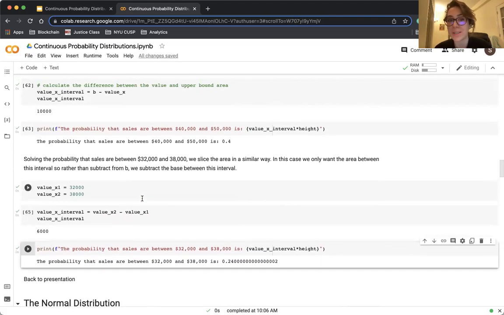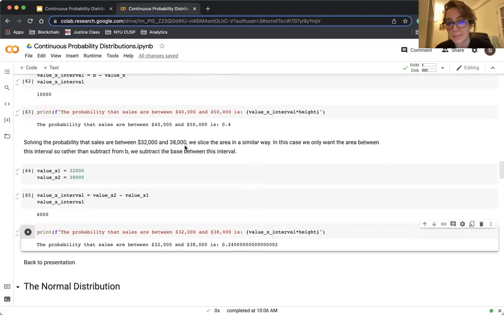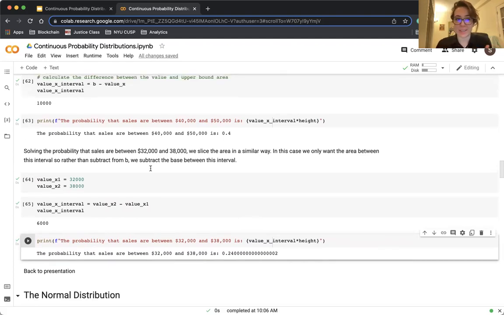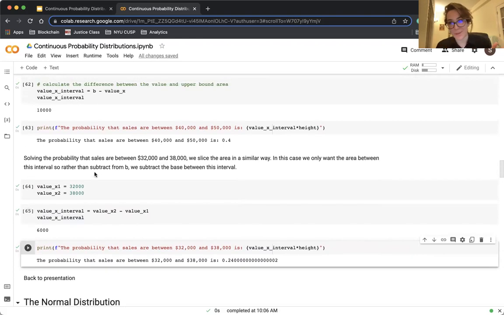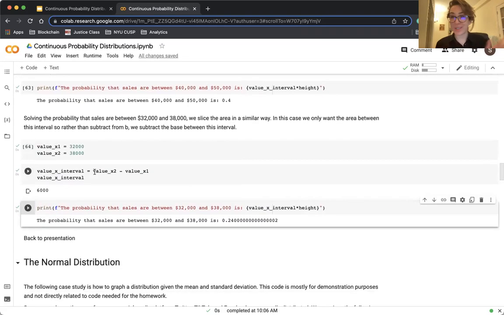So judging from this, it's more likely that you'll see sales between 40 to 50 compared to 32 and 38. And really, this isn't because of anything other than the interval being wider. There are more chances from 40 to 50 because that interval is wider compared to 32 to 38, which is looking at a 6,000 difference compared to 10,000. And that's again because of that uniform distribution.